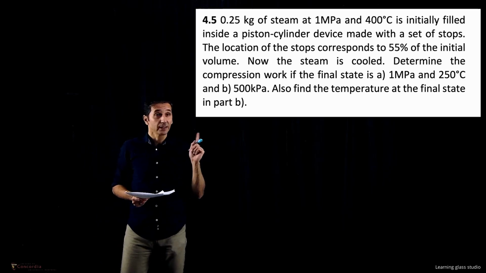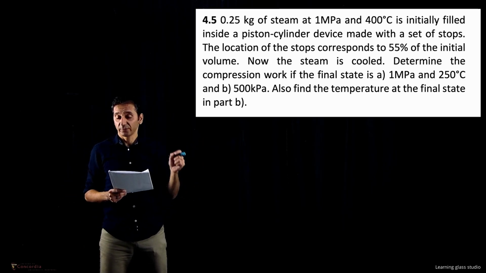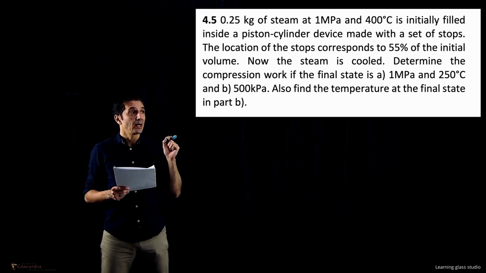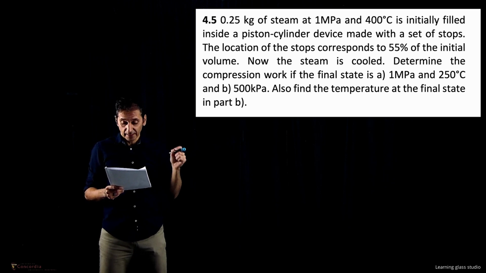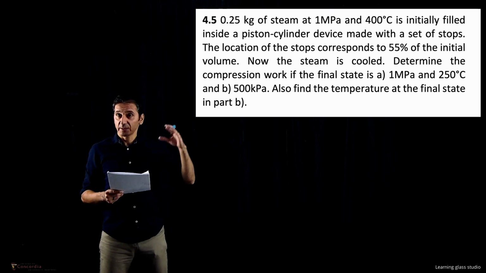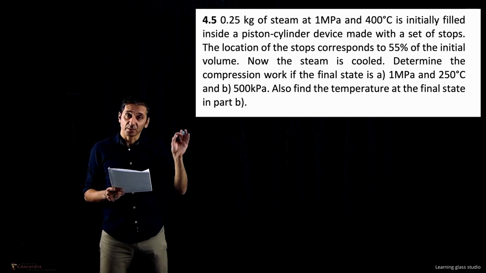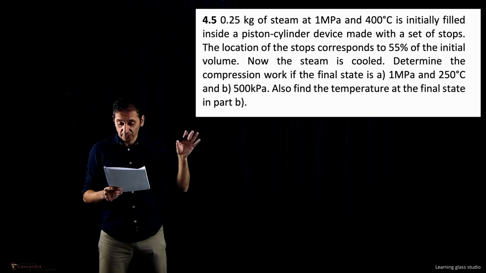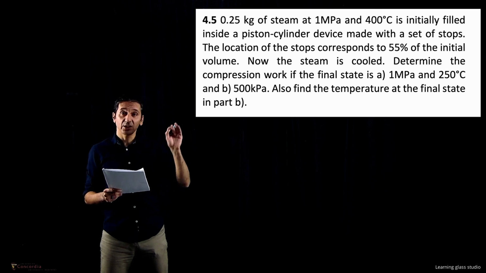Okay, so the next one is an interesting one. So what do we have here? We have 0.25 kilograms of steam at 1 megapascal and 400 degrees C, initially filled inside a piston cylinder device made with a set of stops. So somewhere we have stops.